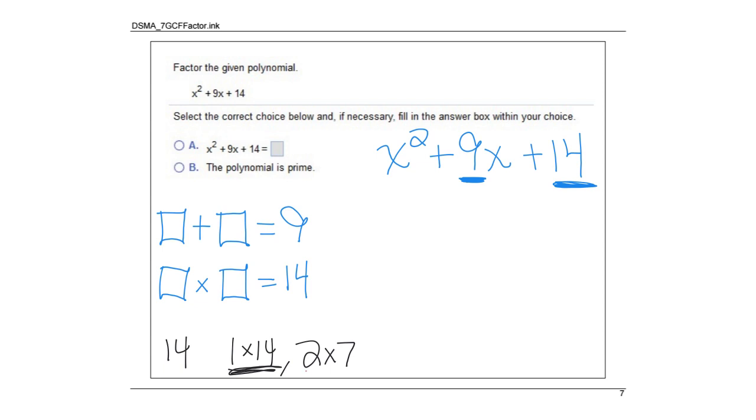For 2 times 7, well, 2 times 7 gives me 14, so that's good. And then 2 plus 7 gives me 9. Yay! All right, so those are my two numbers that I need.